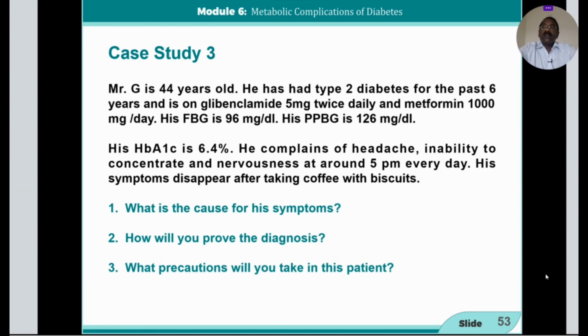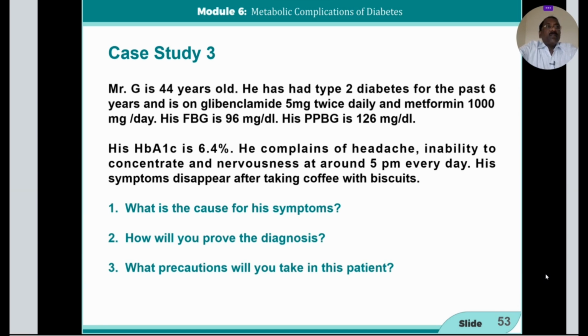This headache, inability to concentrate, nervousness, tremors, palpitations, hypersweating, these are all symptoms of the hypoglycemia. So how will you prove this diagnosis? By examination of the blood sugars. That may be 40 or 50 or 60 at that time, and the correction by taking the coffee with the biscuits. So it is correcting. So it's a definite hypoglycemia happening at 5 p.m.